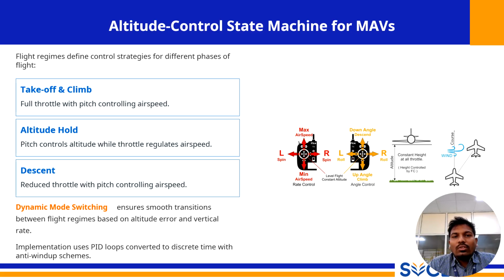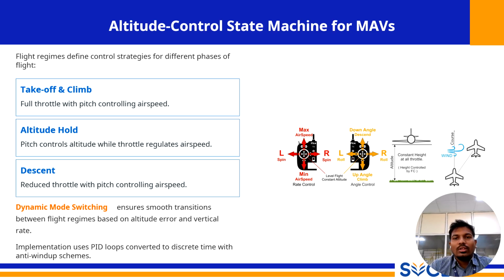Finally, when it is time to come down, the autopilot enters the descent mode. In this phase, the strategy is reduced throttle with pitch controlling airspeed. The power is cut back to allow the MAV to descend, and the pitch is once again used to control the forward speed during the descent.